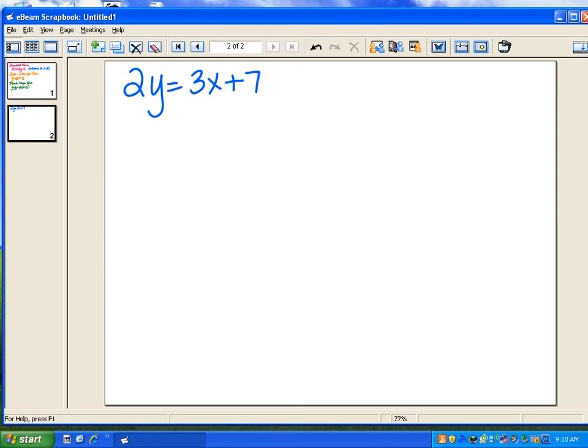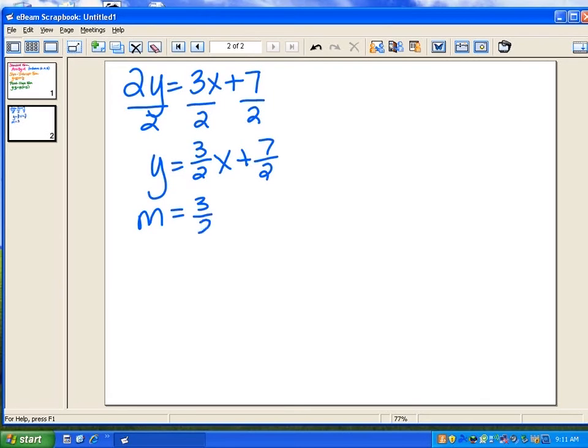And so in order to do that, I'm going to divide by 2. And I have to divide each piece by 2. And I end up with y is equal to 3/2 x plus 7/2. Okay, what's my slope, Hunter? Your slope is 3 over 2. Okay, my slope is 3 over 2. And my y-intercept, or my b, is what, Aaron? 7/2. 7/2. And now I can graph it.